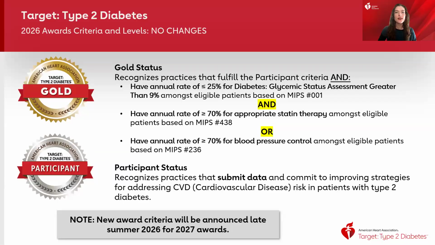Gold status recognizes those that also reach a performance rate of less than 25% on MIPS 1 and above 75% on either the blood pressure or the statin therapy measure. So there are multiple measures that need to be met in order to achieve gold status for Target Type 2 Diabetes.